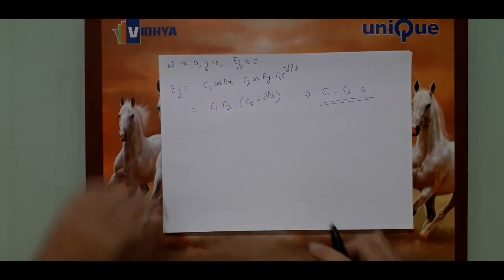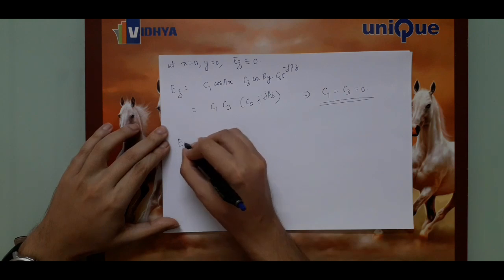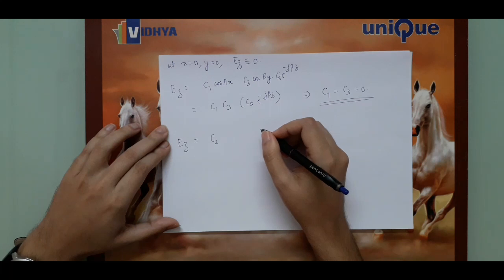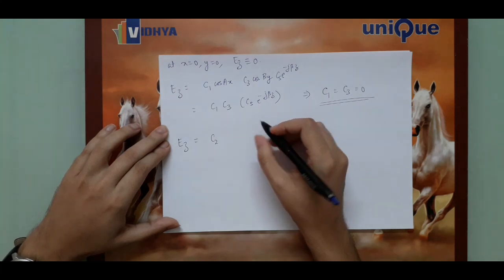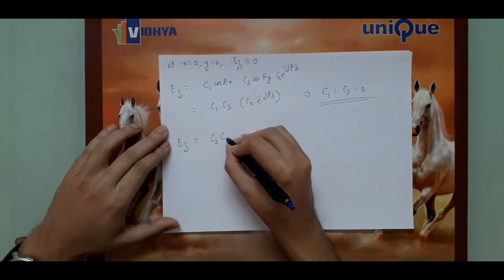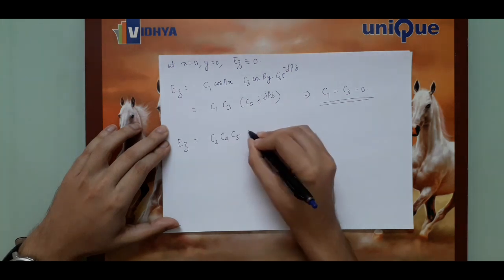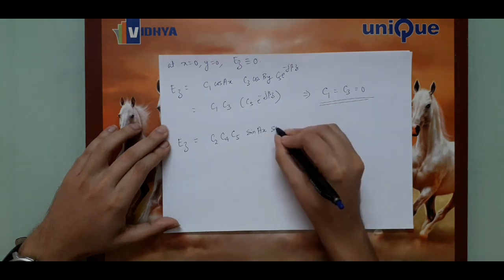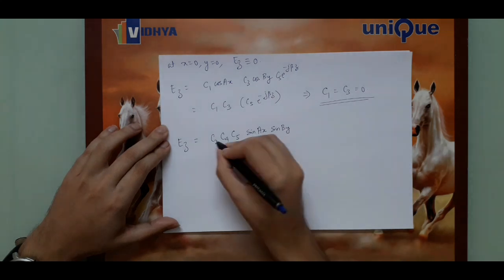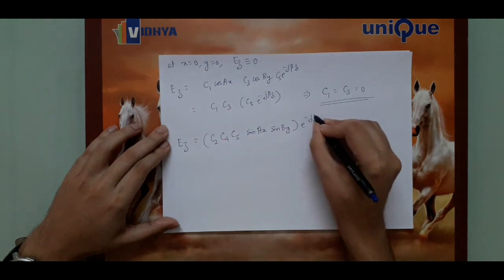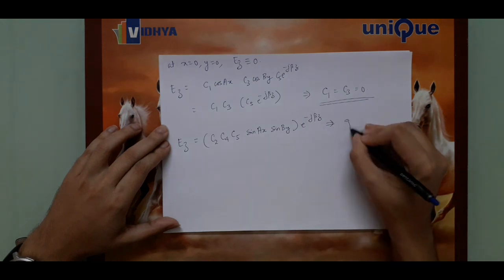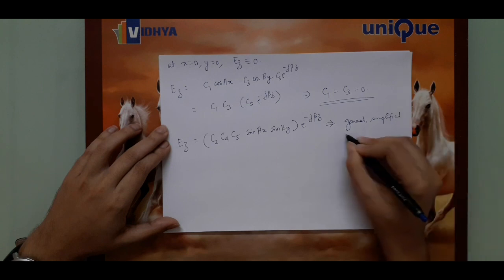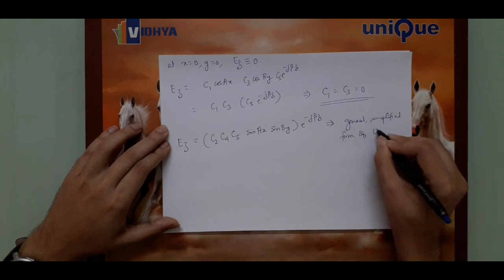So in general now I can say that Ez will be of the form of some C2 C4 C5 sin AX times sin BY times e raised to minus j beta z. This is the general simplified form of Ez.